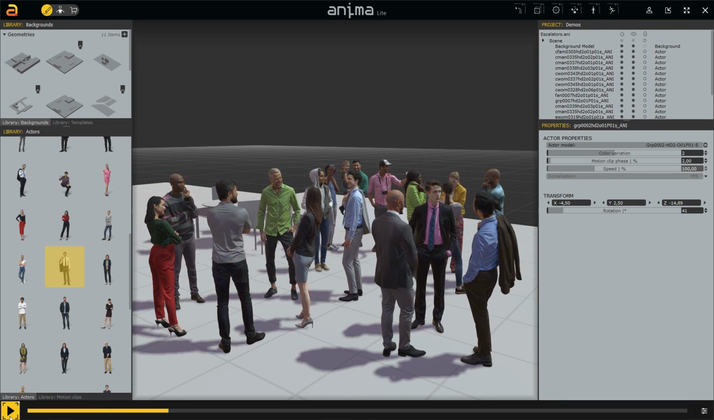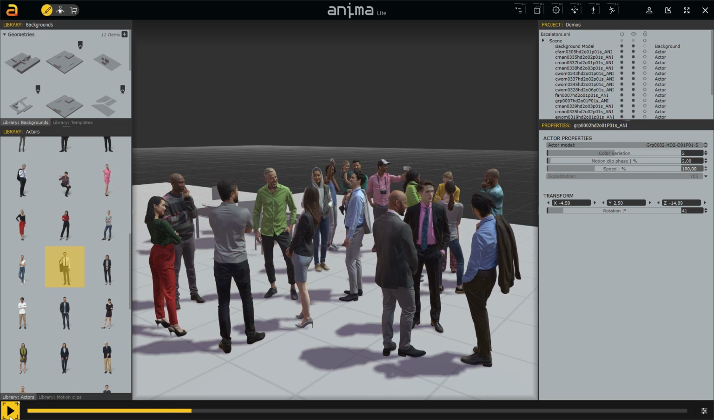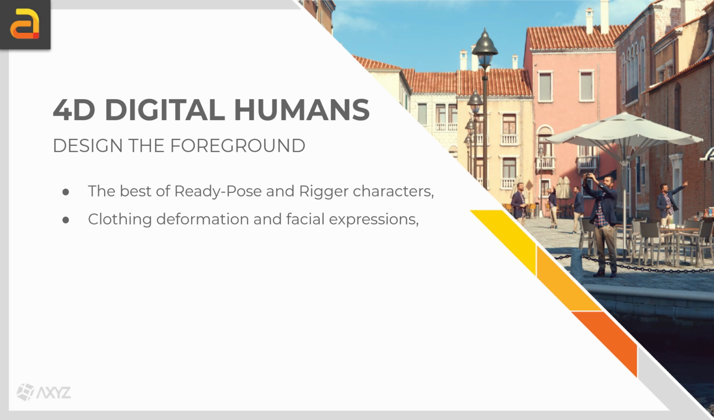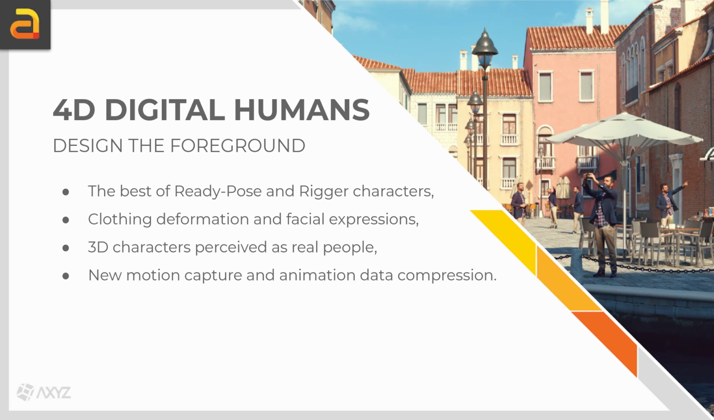And now it's time to talk about the next step in 3D animated actors. Anima Pro 4D brings a brand new animation system that turns 3D characters into real humans. This feature embeds the best of ready posed and rigged characters by preserving all the details of the clothing and other facial animations that provide unattainable realism. A new animation system has been introduced to let 3D characters be perceived as real people. Moreover, a new motion capture and animation data compression algorithm have been developed.